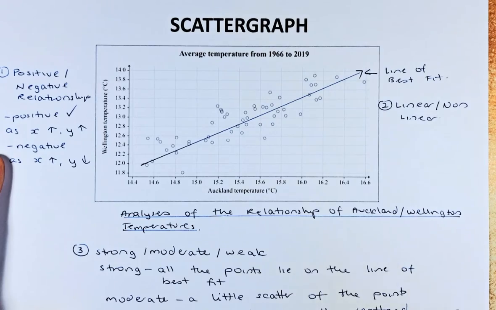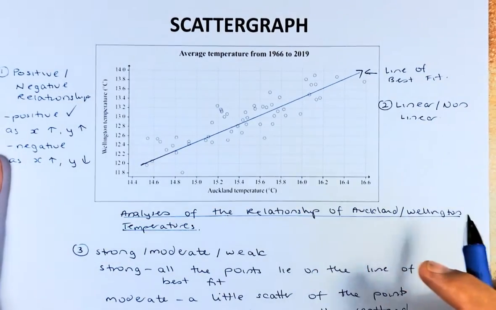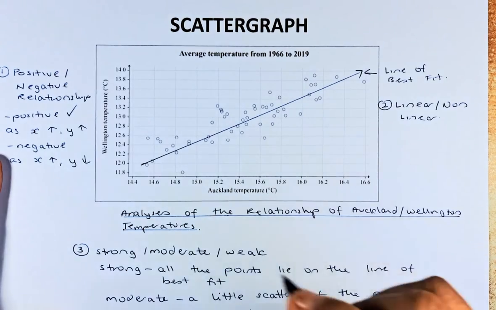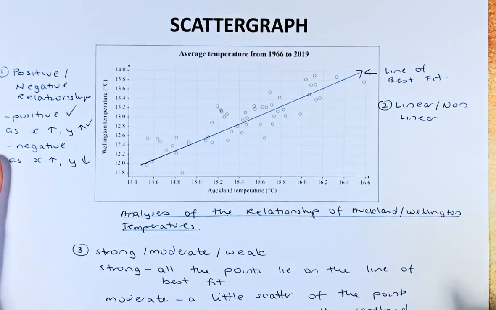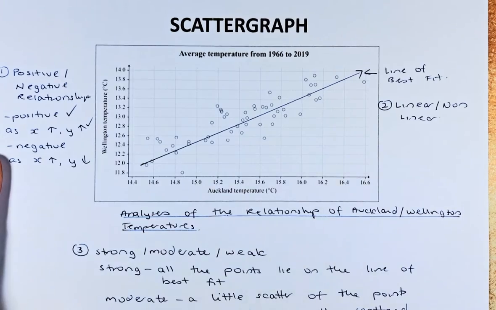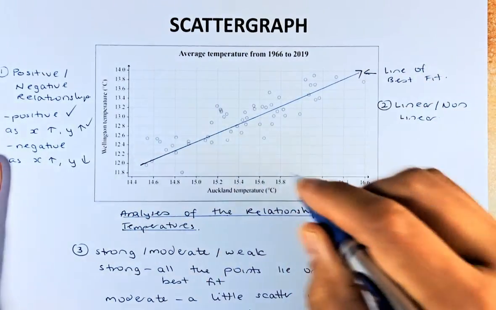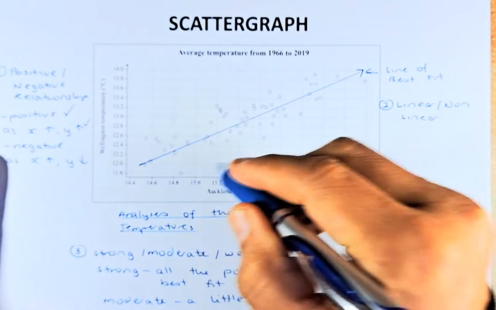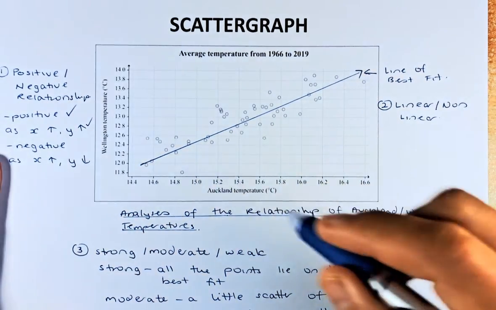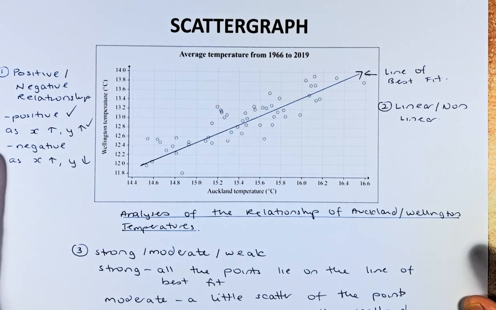The second point you say, as Auckland temperature increases, the Wellington temperature also increases. That is another point you need to note when you write in Charts and Data, because in Charts and Data, the more you write, the better your chances of getting a higher grade. If it is negative, for example, if the graph slopes downwards, as x increases, y decreases. So as Auckland temperature increases, the Wellington temperature will decrease. That is the first point.